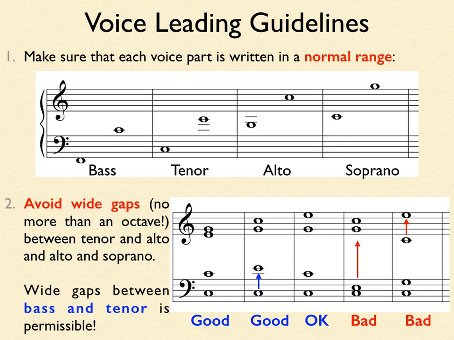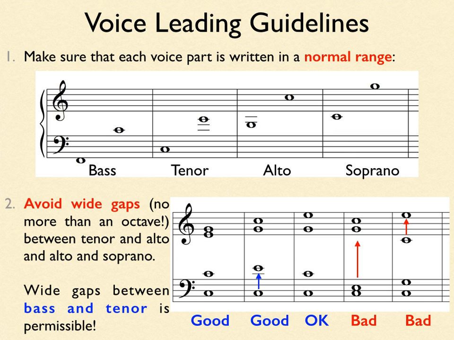Again, the third chord is okay as well. It's not as good as the first one or the second one because there is a bit of a gap between G and E, between the alto and the soprano, but it's not massive. It's not more than an octave, so that's okay. It's just an okay chord, I suppose. The last 2 examples are bad. As you can see, between the tenor and the alto in the second last chord is more than an octave, so that's pretty bad. And what's even worse is probably the last one, between the alto and the soprano is more than an octave as well.